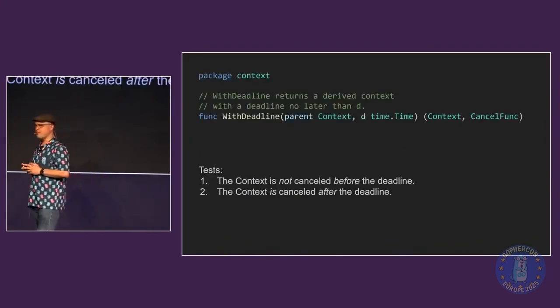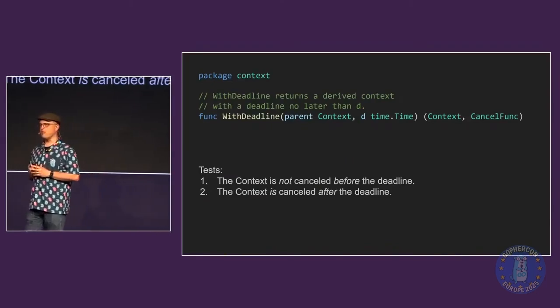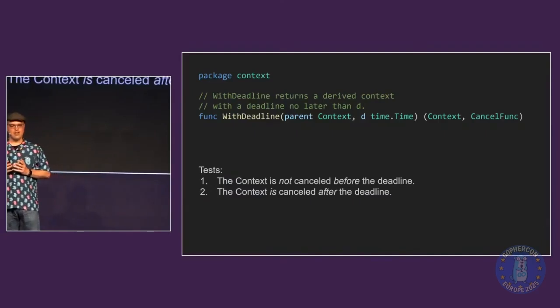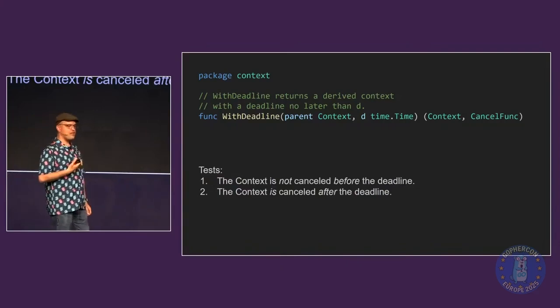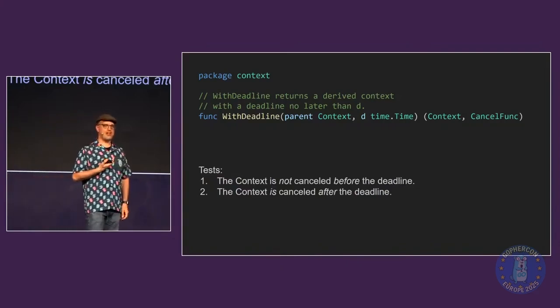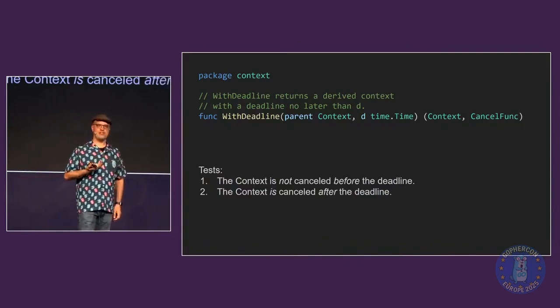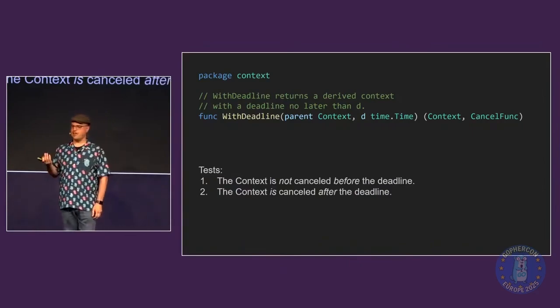To make things a little more concrete, let's work with a real-world example. So let's consider the context package's withDeadline function again. There are 2 very obvious tests to write for this function. First, before the deadline, the context is not canceled. And second, after the deadline, the context is canceled.